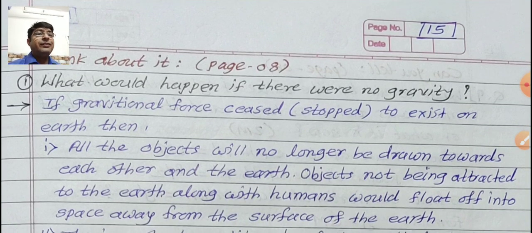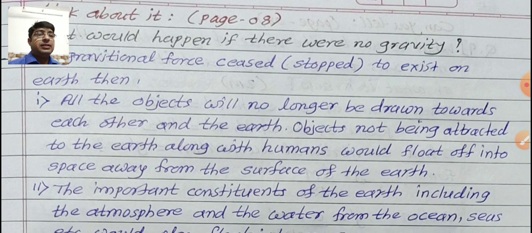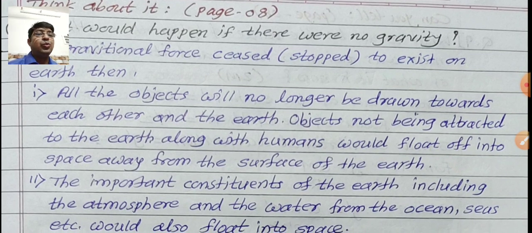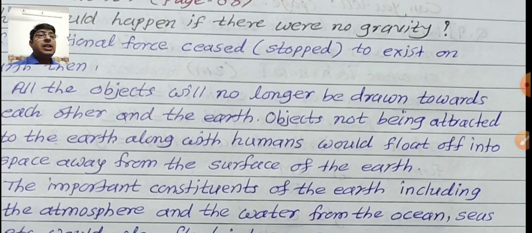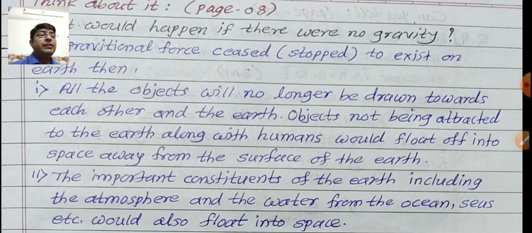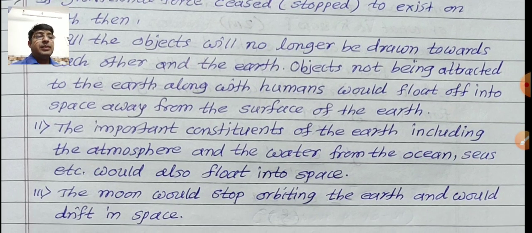Answer: if gravitational force ceases, meaning it stops existing on Earth, then this happens. First, all the objects will no longer be drawn towards each other, and objects would not be attracted to the Earth. Along with humans, they would float off into space away from the surface of the Earth. The objects would not remain on the surface of the Earth, like a dust particle or a balloon; all objects would be flying in space.